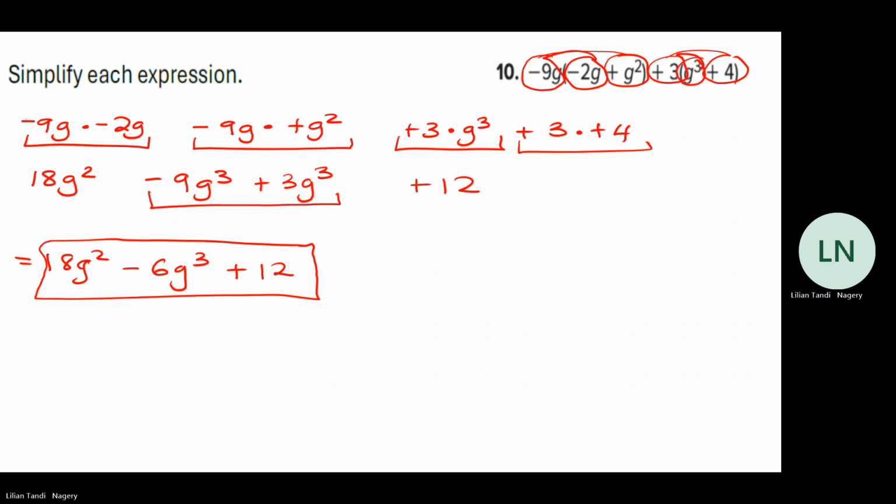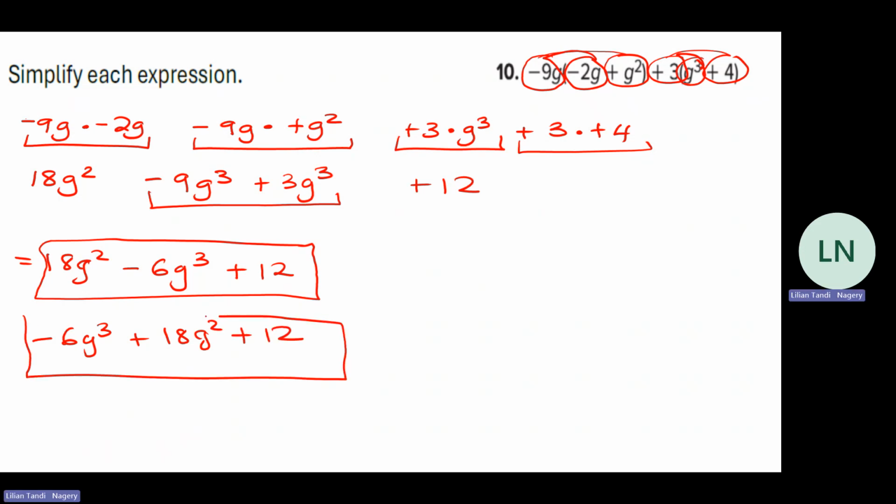Okay? But you're supposed to arrange them according to degree. You can also write this as negative 6g cubed plus 18g squared plus 12. Okay?